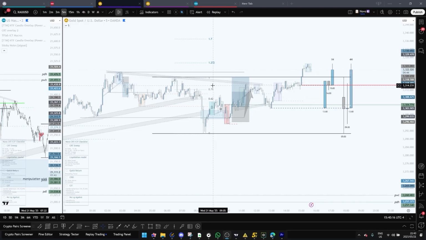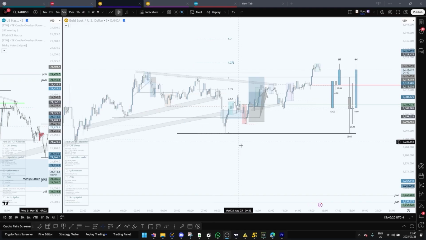It wasn't our normal 5M CRT. It was a bit of a variation and it was going over our 159 schematic.